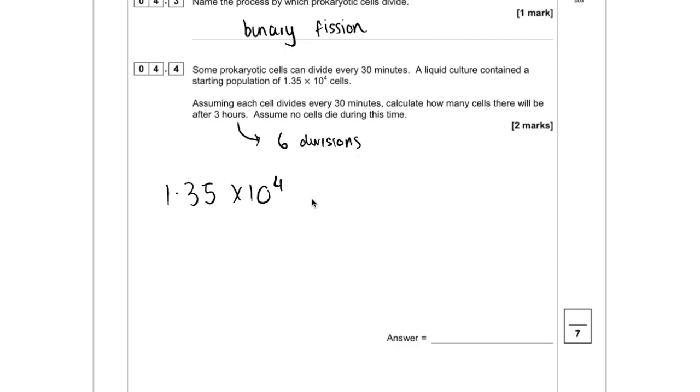Now, what a lot of students did here is they just multiplied this by 6. What you need to do is think that every time there's a division, the cell number is going to double. So it's like you're going to do times by 2, and you're going to do that 6 times. An easier way of doing that is just by writing times by 2 to the power of 6. And if you've calculated that correctly, you should get 8.64 times 10 to the power of 5. And that will get you your 2 marks. But if you identified that it needs to be multiplied by 2 to the power of 6 and you didn't get the right answer, then you'd still get 1 mark there.